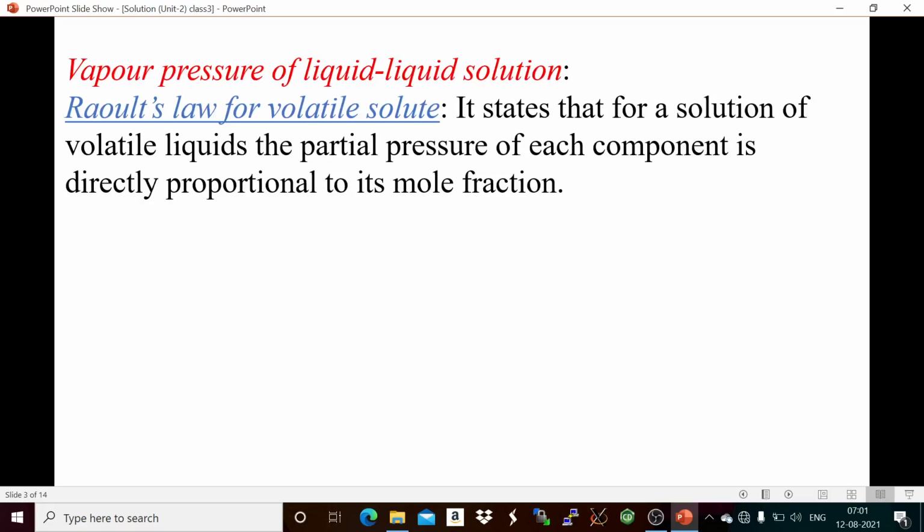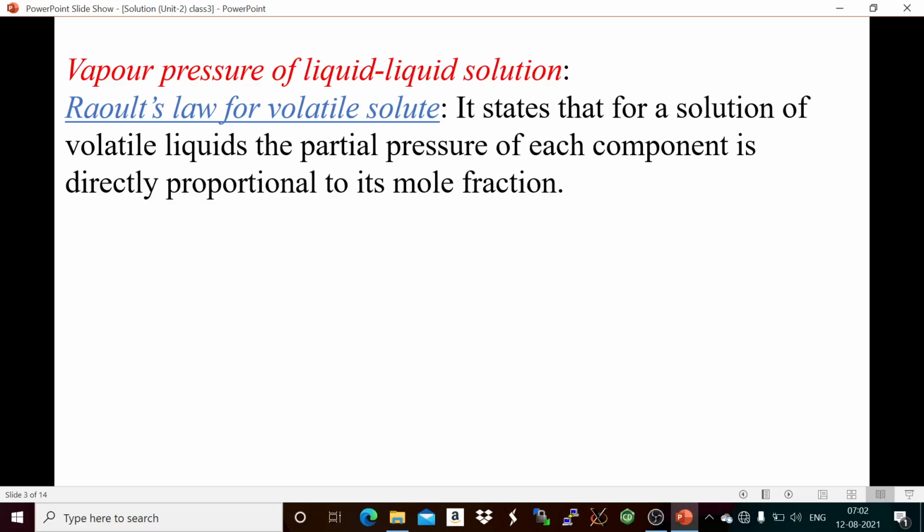Next is vapor pressure of liquid solution. So vapor pressure of a liquid solution, a two component system where both are liquids. The quantitative relation of vapor pressure in a liquid solution is explained by Raoult. So according to Raoult's law, for a solution of volatile liquids, the partial pressure of each component is directly proportional to its mole fraction.